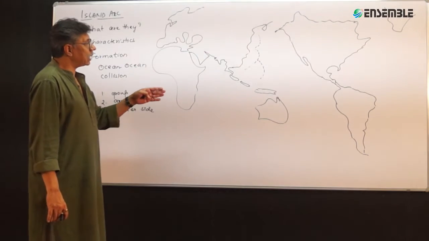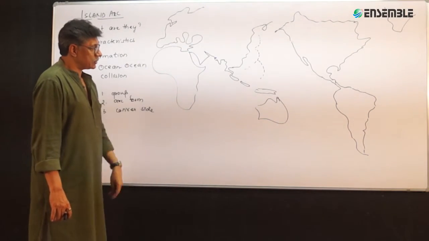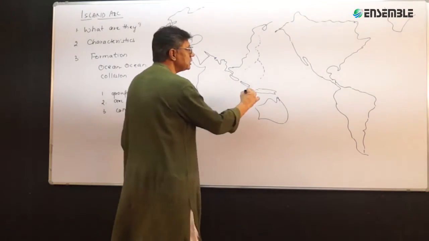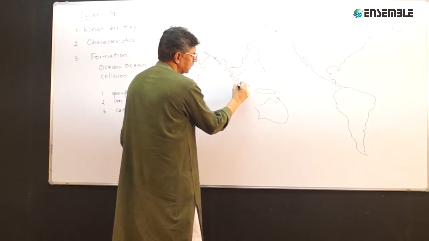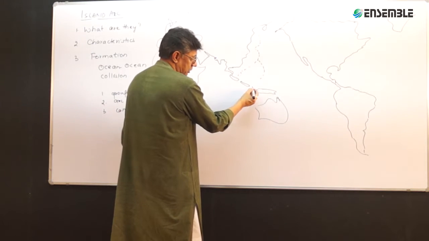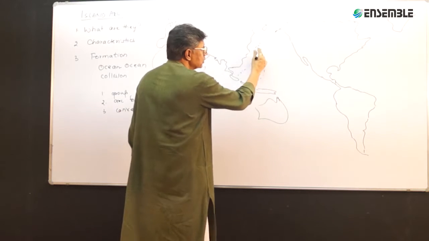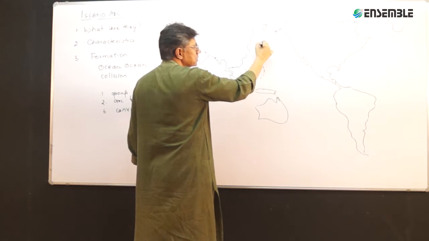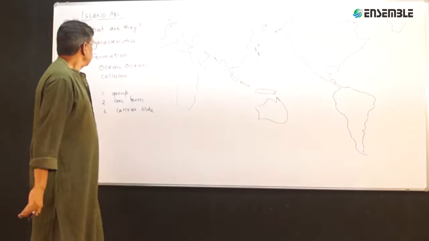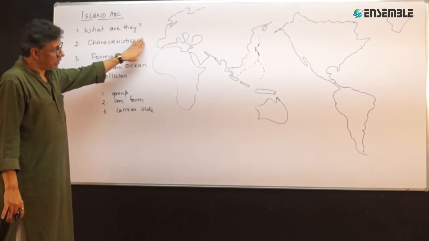And there can be a series of such islands which can range in size, big or small. That is also going to be part of an island arc. Some of them, like Japan, can be big, and they can be small as well. This is how it can be. That is a characteristic.